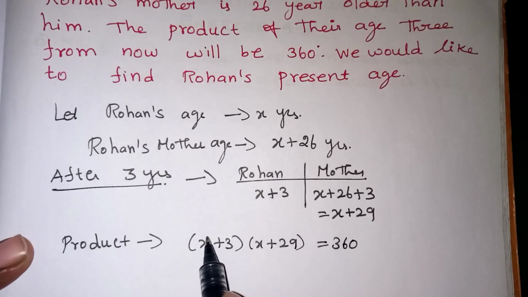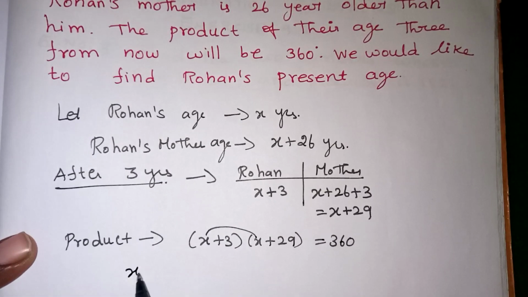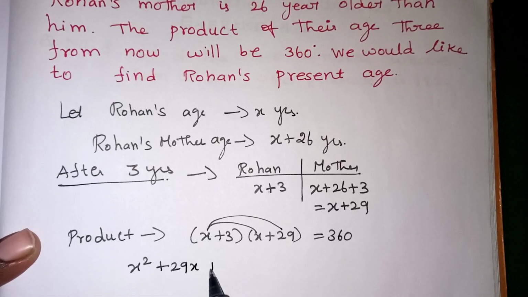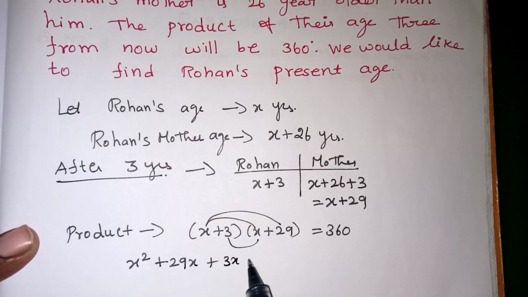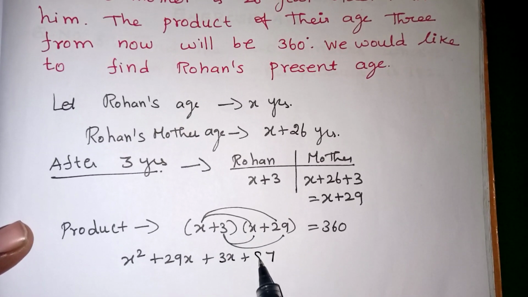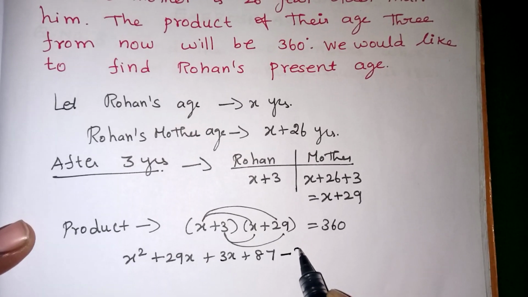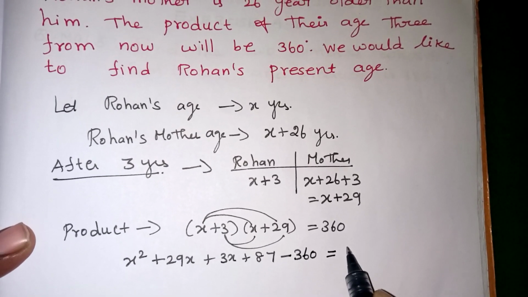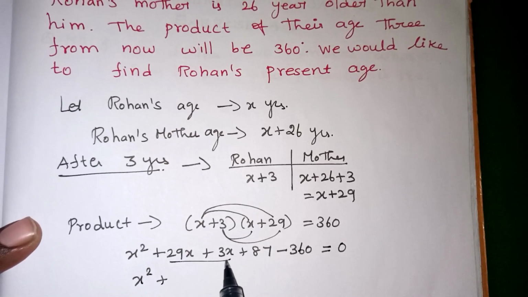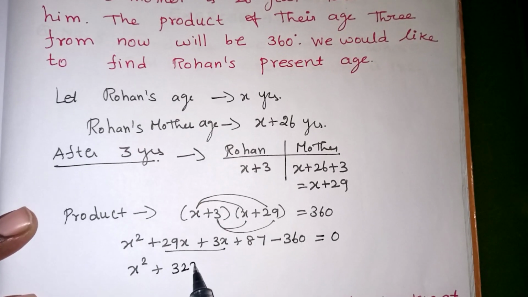Now we have to multiply inside. So x into x will give you x squared. x into 29 will be 29x, plus 3 into x will be 3x, plus 3 into 29, which is 87. So plus 87 equals 360. If you bring it to this side, minus 360, which is equal to 0. So this is x squared plus, if you add 29 and 3, it will be 32x.